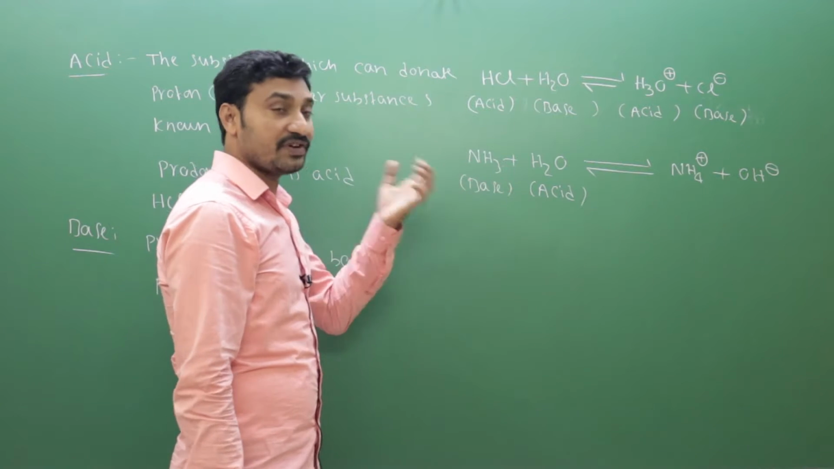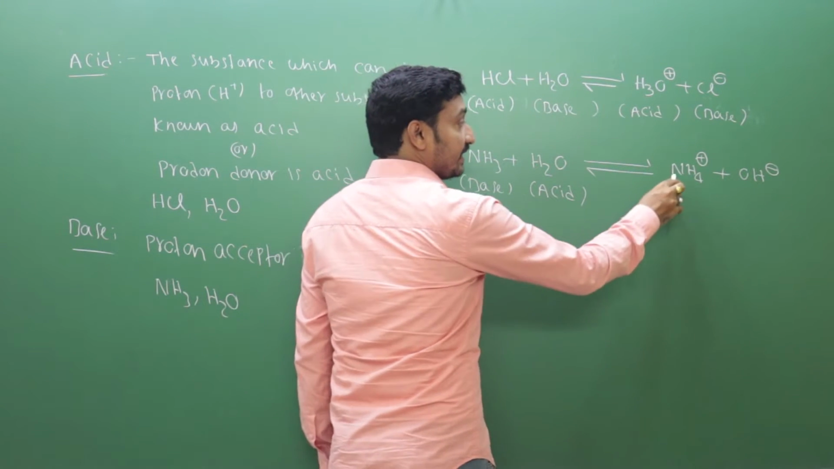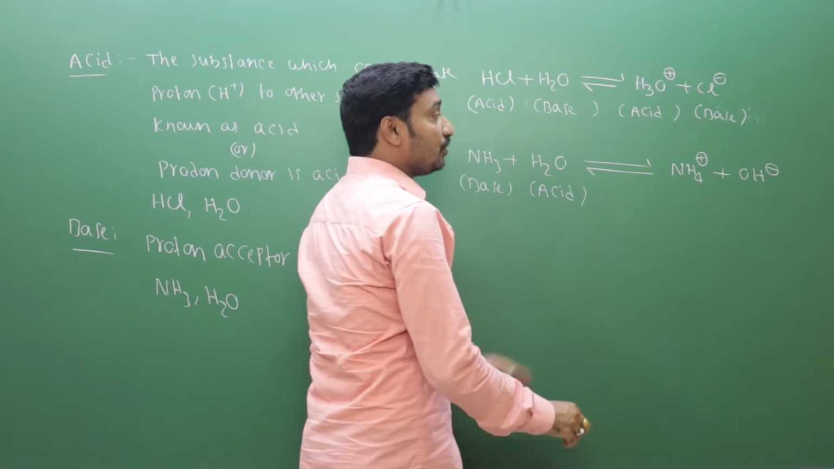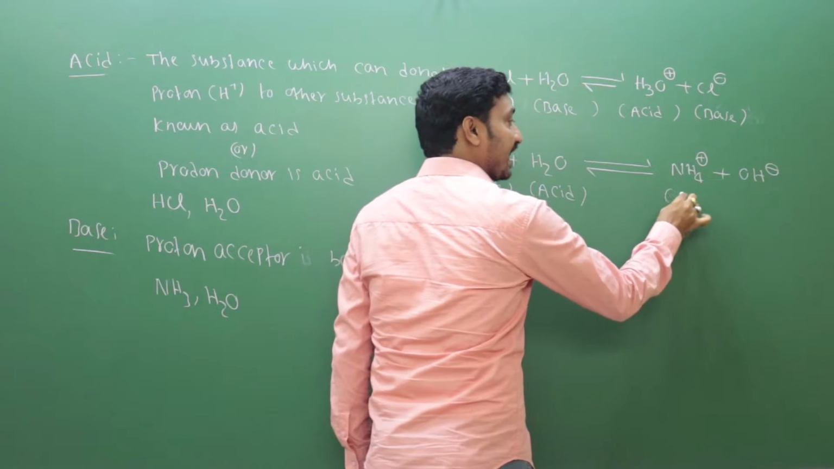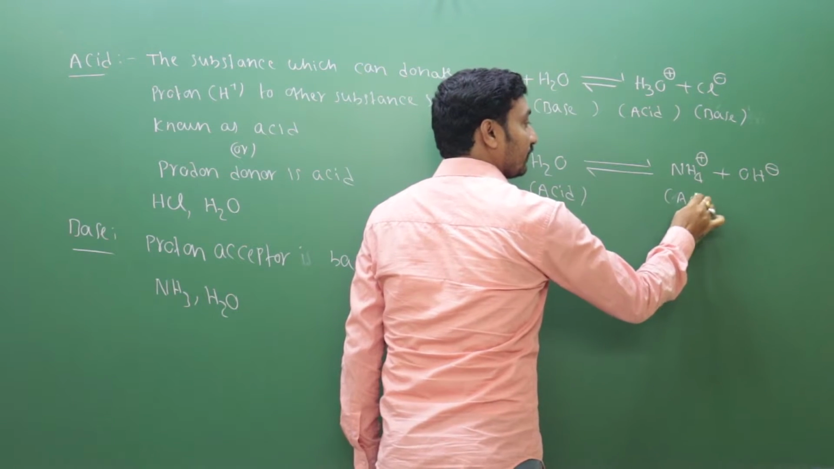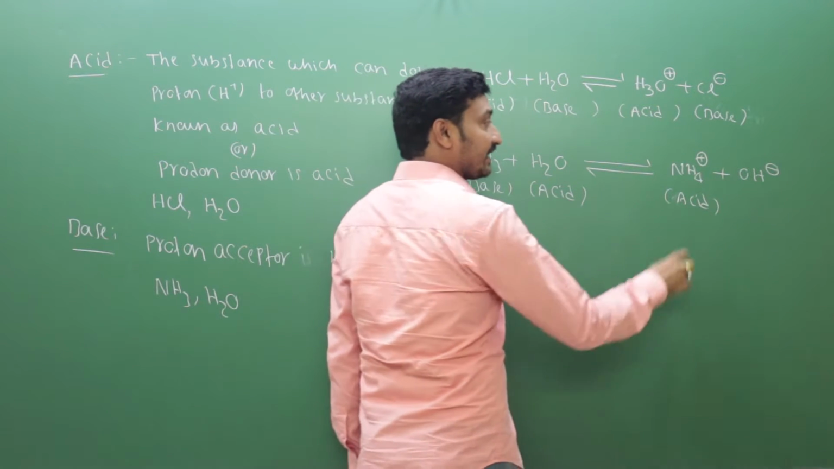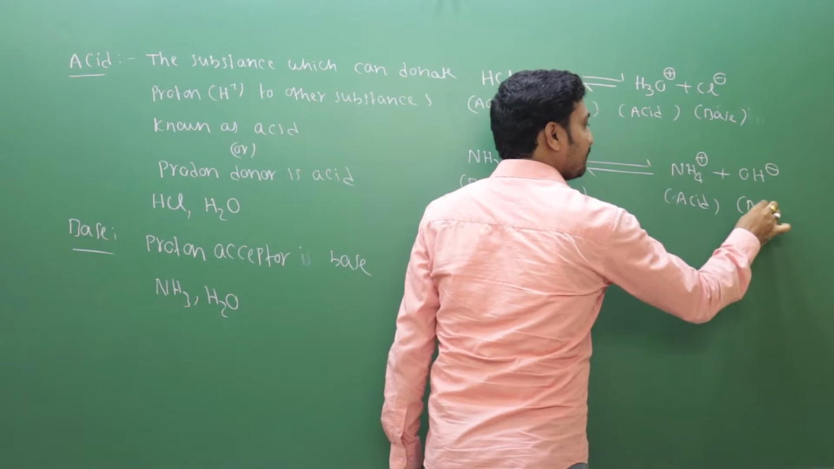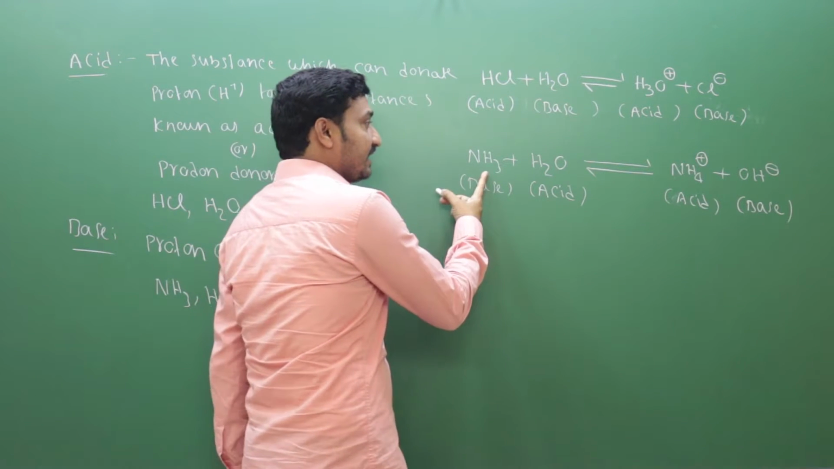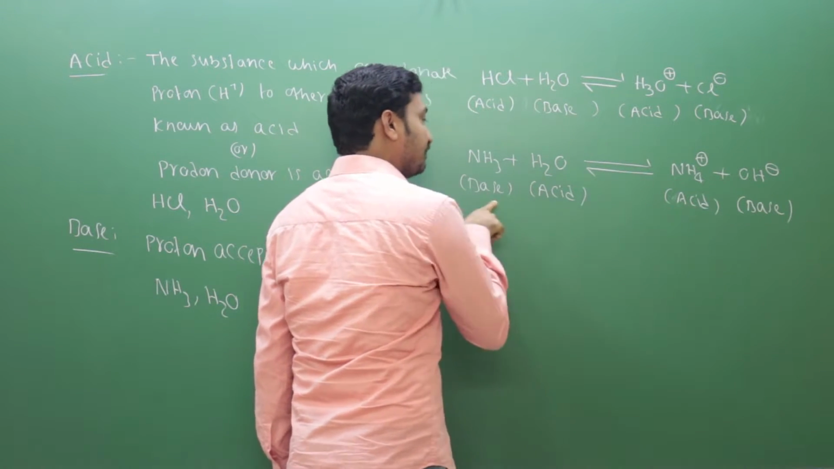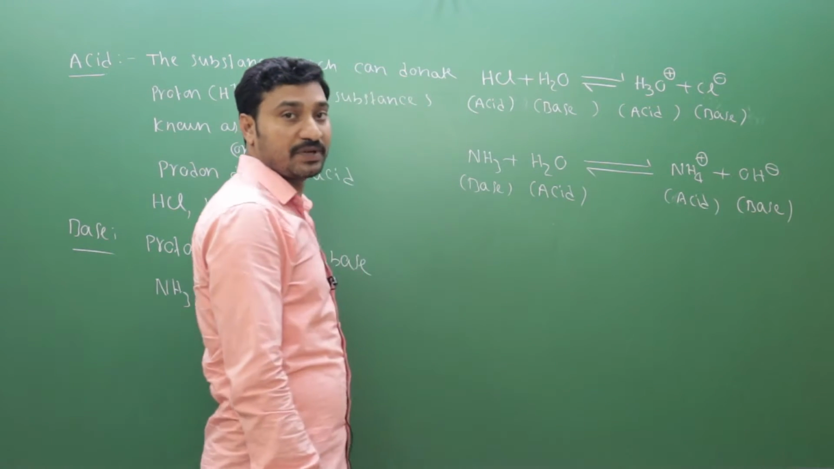Okay, in the reverse reaction, which one donates a proton and which one accepts a proton? Yes, NH4 plus donates a proton to OH minus. That's why NH4 plus acts as an acid, and OH minus accepts a proton from NH4 plus. That's why it acts as a base. Okay, here NH3 and NH4 plus are an acid-base pair, and H2O and OH minus are an acid-base pair.